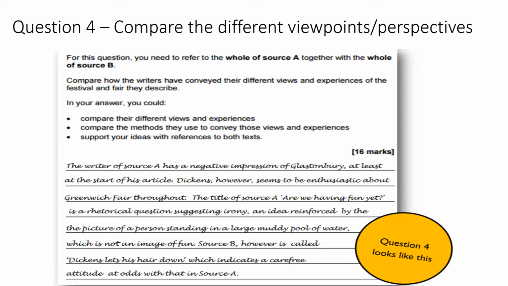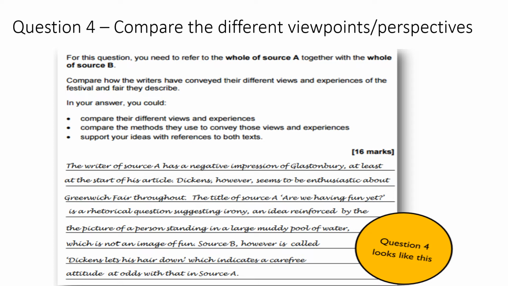Okay then, so question 4. It's your 16 marker, so it's your extended writing piece here on the reading section. Compare the different viewpoints and perspectives. For this question, you need to refer to the whole of source A together with the whole of source B. Compare how the writers have conveyed their different views and experiences of the festival and fair they describe. In your answer, you could compare the different views and experiences, compare the methods they use to convey those views and experiences, and support your ideas with references to both texts.